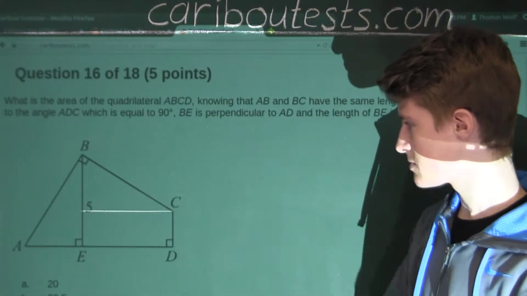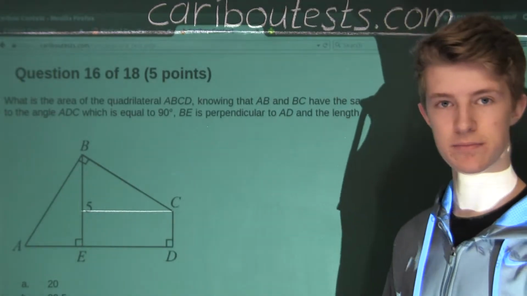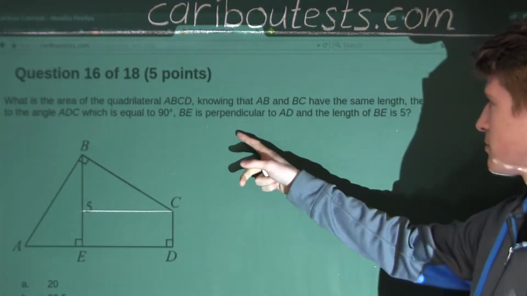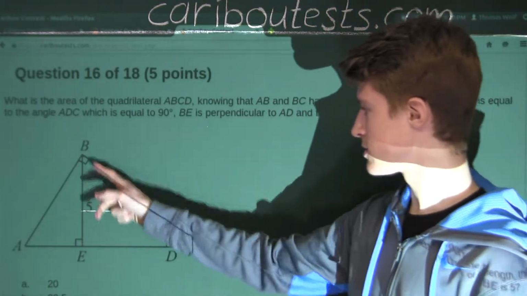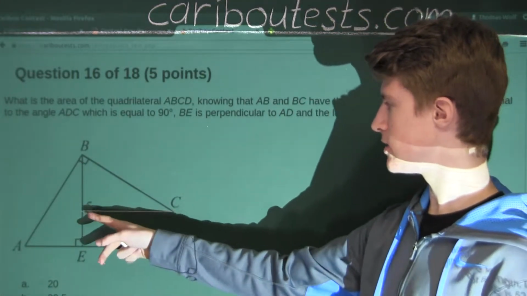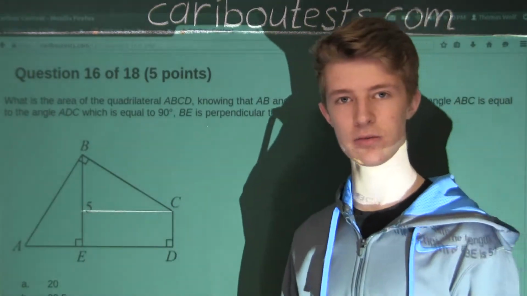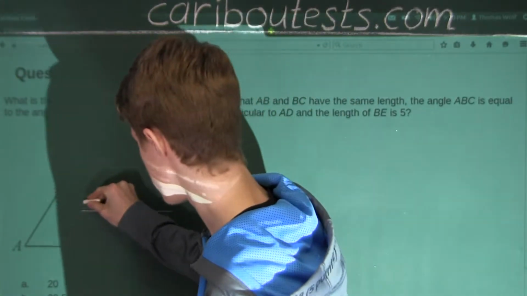Alright, so this line is parallel to ED. Okay, and we know from the question BE is perpendicular to AD, so this is perpendicular to this, and we know that this line is parallel to this line, so therefore this angle must be a right angle.